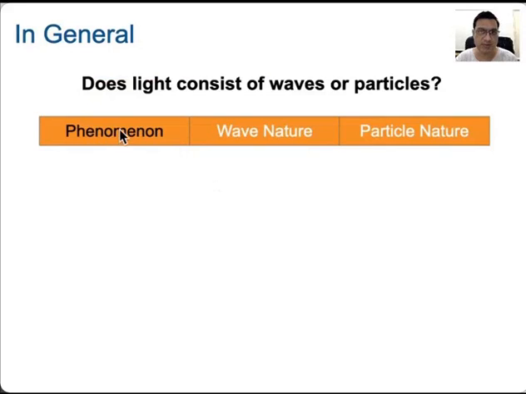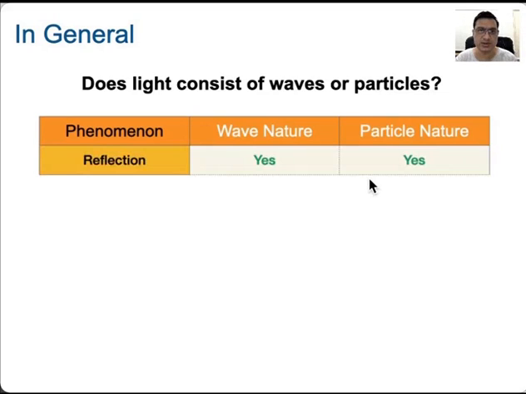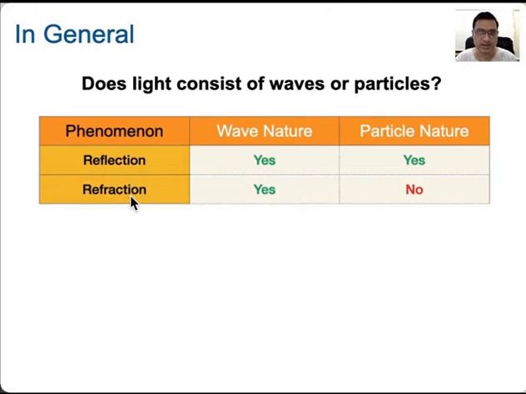Here I am going to write down the phenomena, and then in this column, I am going to say whether this phenomenon is explained by invoking the wave nature or the particle nature of light. So let's first go to reflection. Reflection can be described successfully by either the wave or particle nature of light. Refraction, only the wave nature is important. Particle nature does not support refraction.